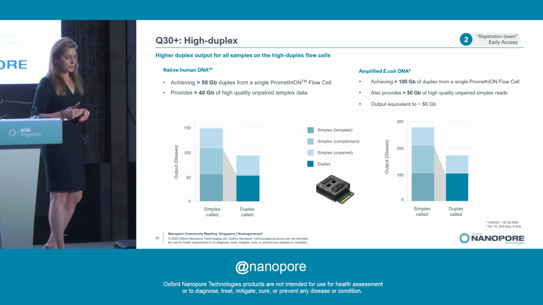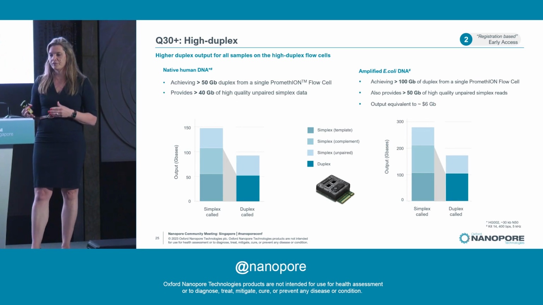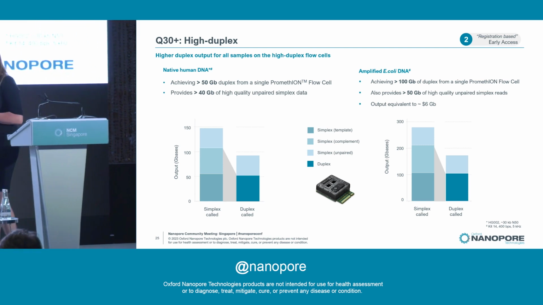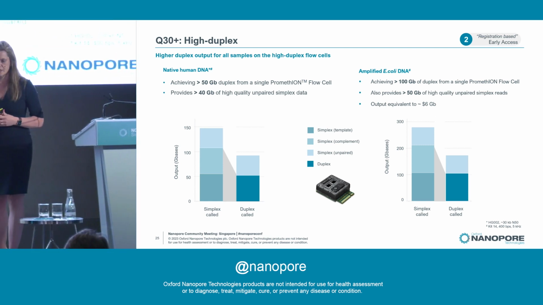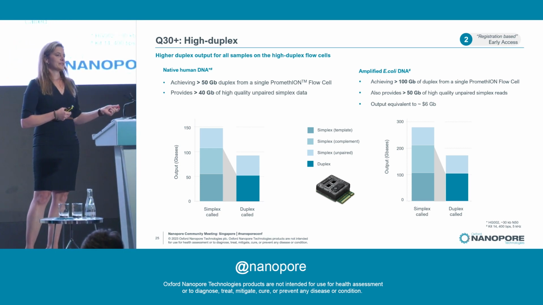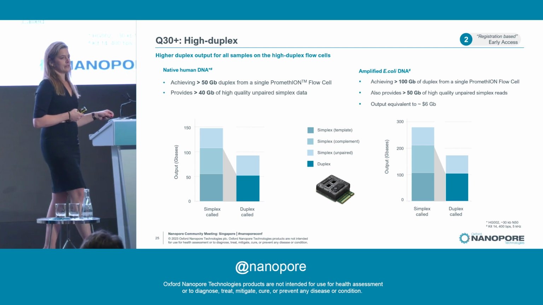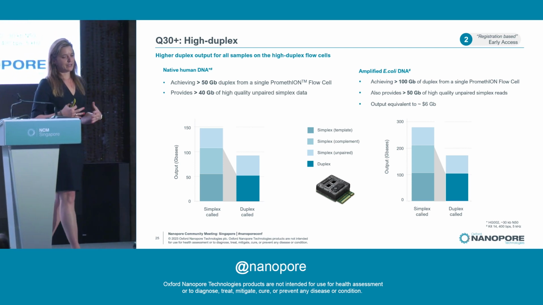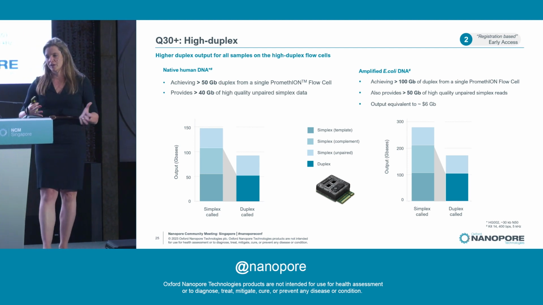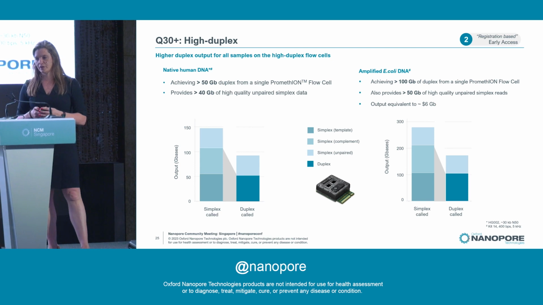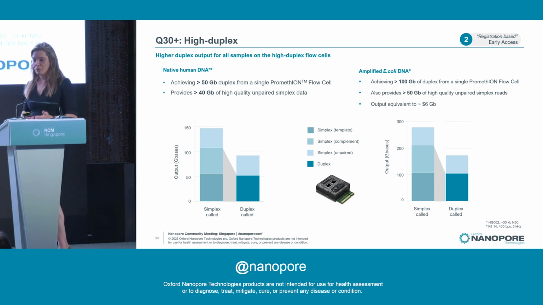We showed at London Calling that on native human samples, these are all internal, highly clean and highly pure samples, we were getting over 50 gigs of Duplex from a single PromethION flow cell. And remember that also has an additional 40 gigs of simplex data alongside it, and simplex data is Q20. So you actually get 90 gigs overall of data, which is above Q20 with a big peak of it at Q30. We have a lot of headroom in the system.